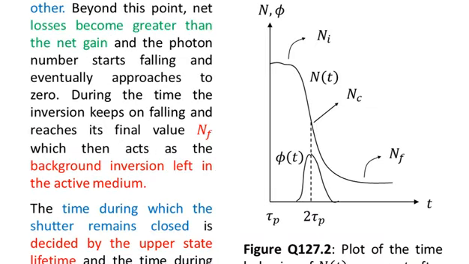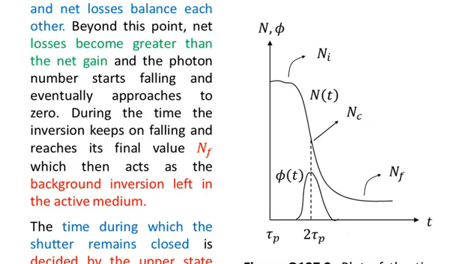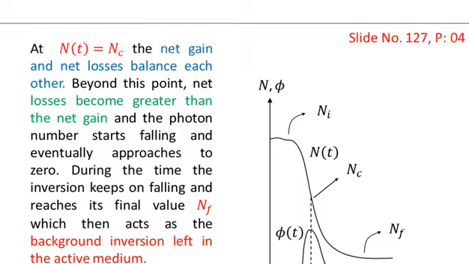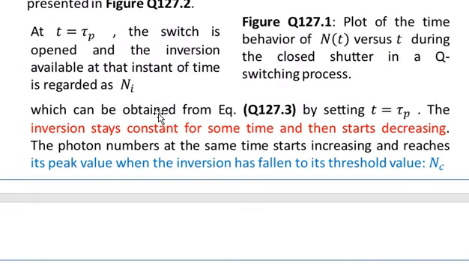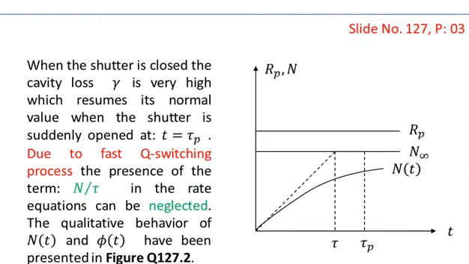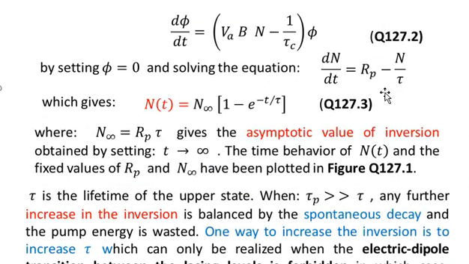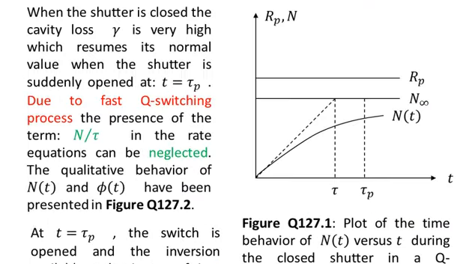So at the time t is equal to tau p, the switch is opened and the initial inversion is recorded as Ni, which can be obtained from equation number 3 by setting t is equal to tau p. If you set t is equal to tau p in equation number 3, you get the value of n of t to be equal to Ni.